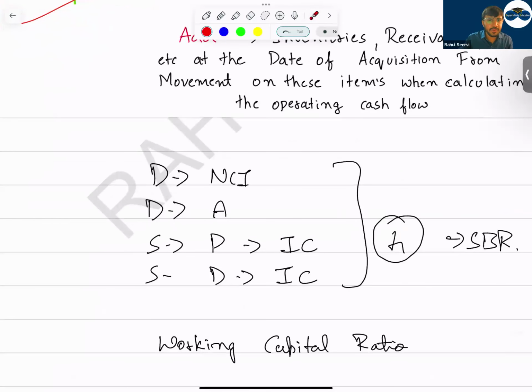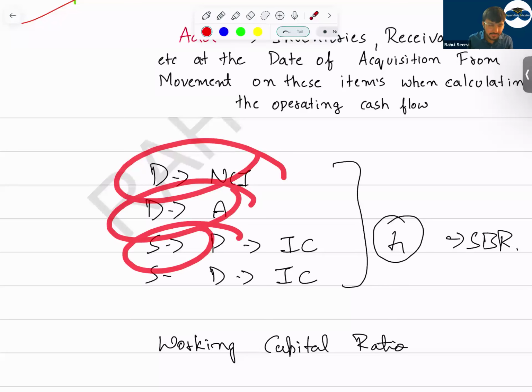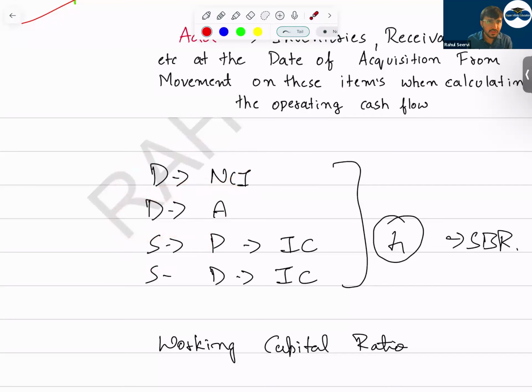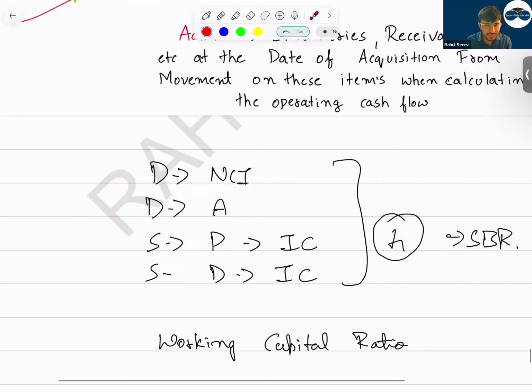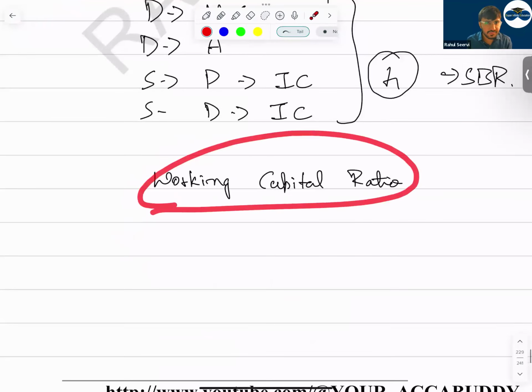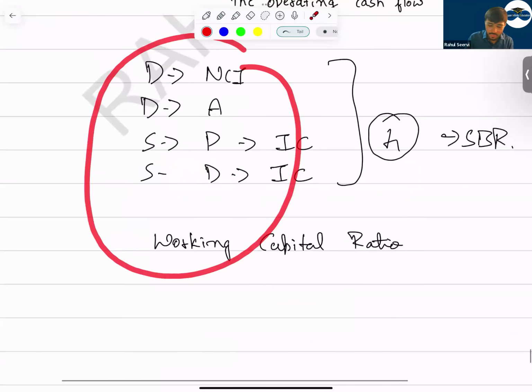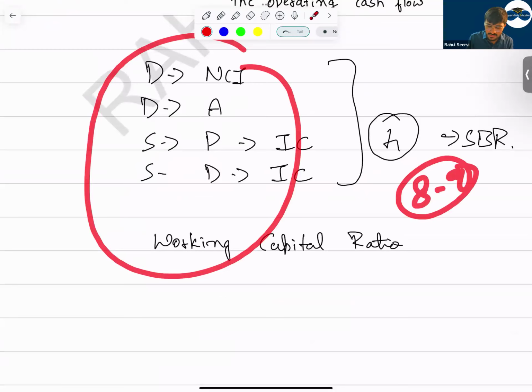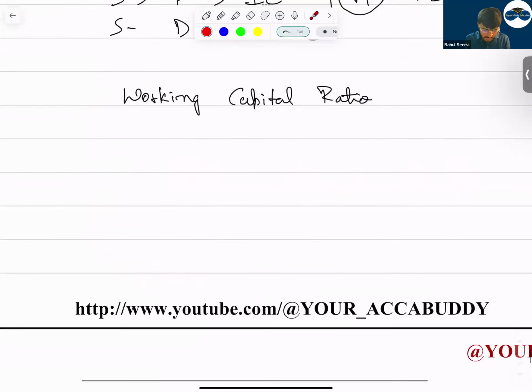See here, the frequently repeated topics: dividend to NCA, dividend to associate, subsidy to parent, the net adjustment, acquisition, disposal. These are the four important adjustments. And the working capital ratios. These will come for 8 to 9 marks if a cash flow question comes.